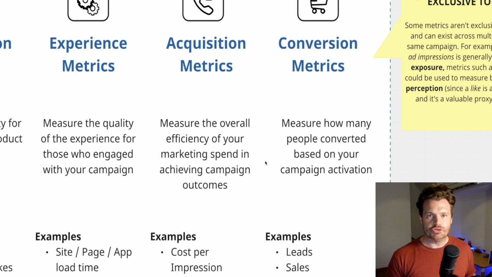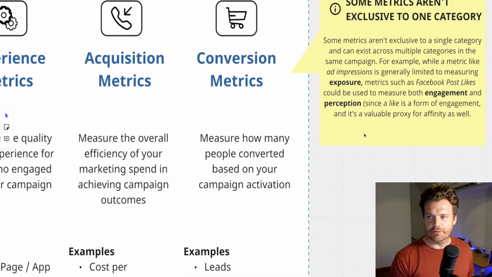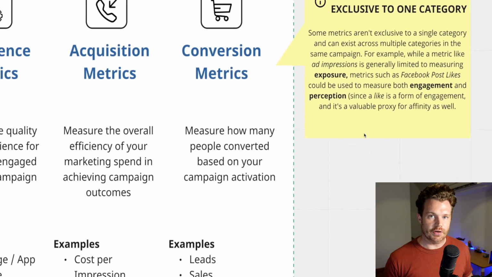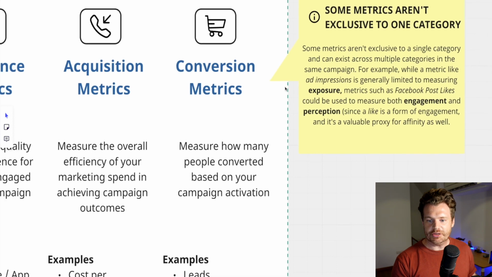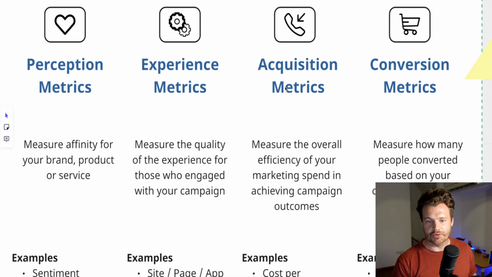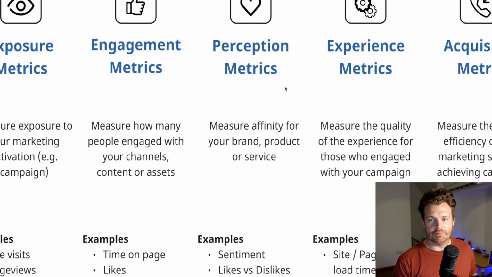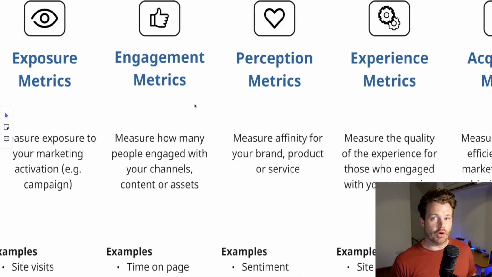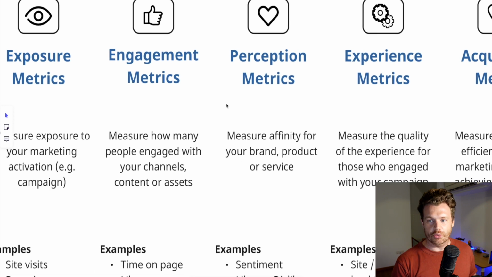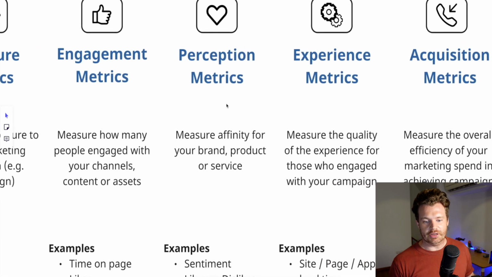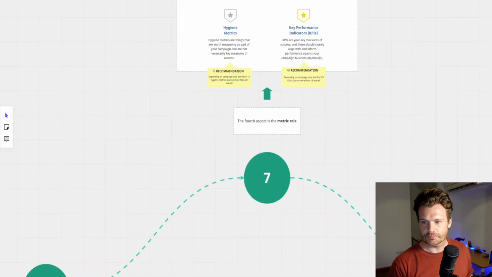So acquisition metrics, generally very good to include. They're like a diagnostic. They're just telling you how efficient your spending is. And finally, you have conversion metrics. These are kind of your end of the funnel actions. They're things like transactions, conversions, conversion rate, et cetera. And you can see I've written a little note here. Some metrics aren't necessarily exclusive to one category. So for example, a like, which we covered already as an engagement metric, is also a good proxy for brand sentiment. So a like could also be a perception metric as well. So it's not like every metric fits squarely into one category. They can fall across multiple categories.